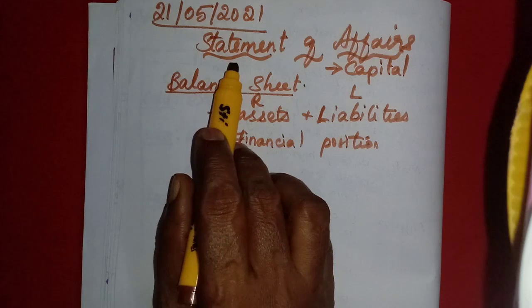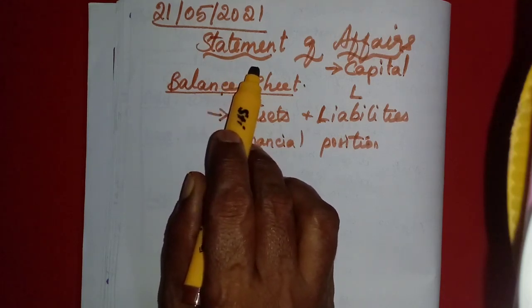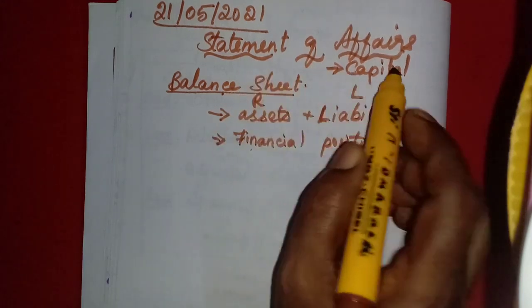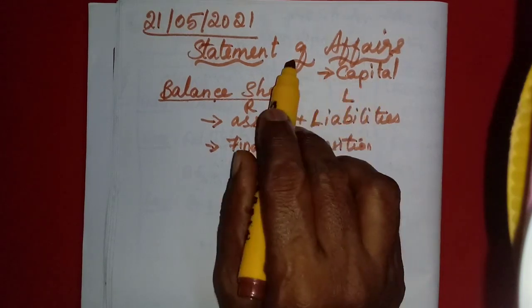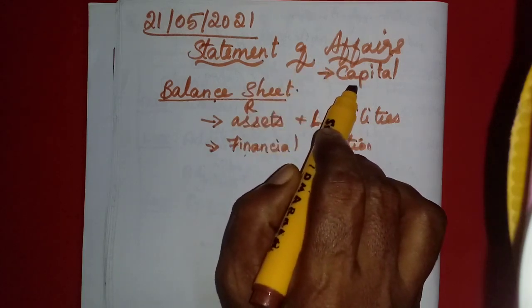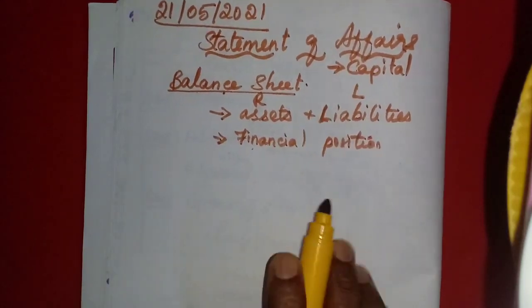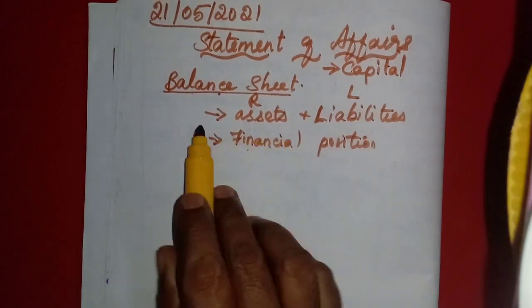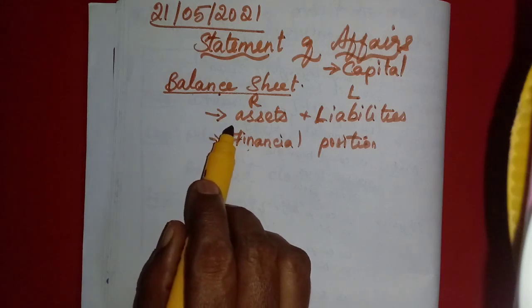So if we prepare it with the opening details, opening items, then we can calculate the opening capital. Or at the end of the financial year, if we prepare the statement of affairs, we can calculate the closing capital. Statement of affairs and balance sheet we will prepare. Here, I think we will see one problem.